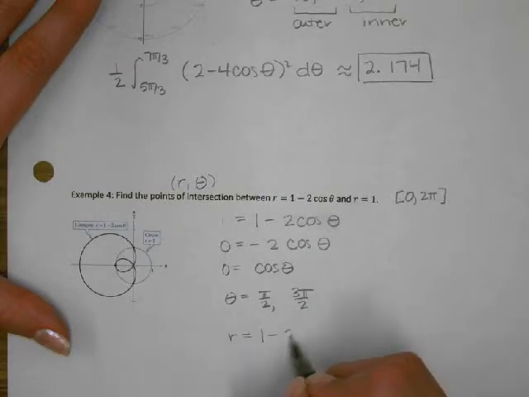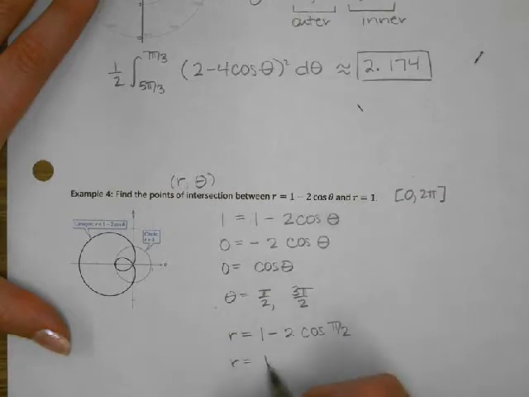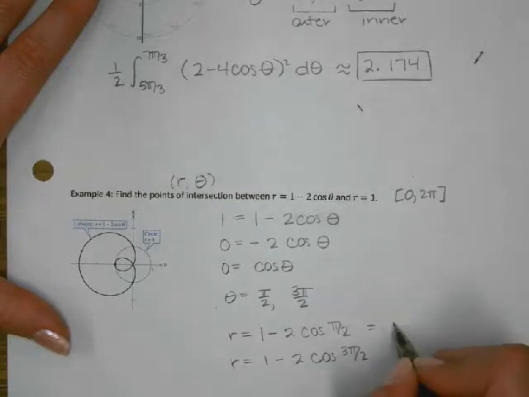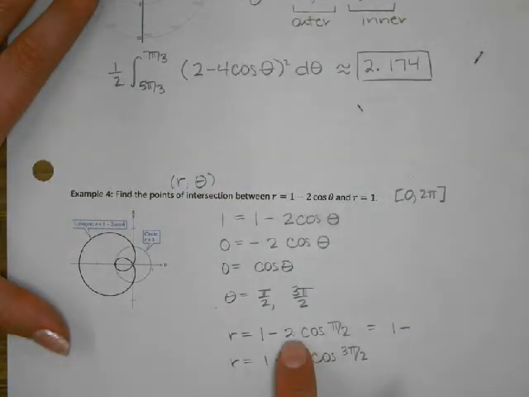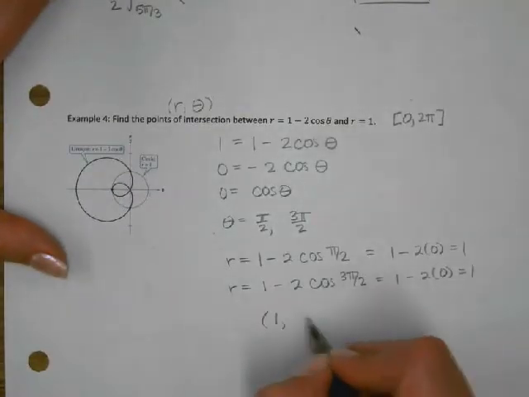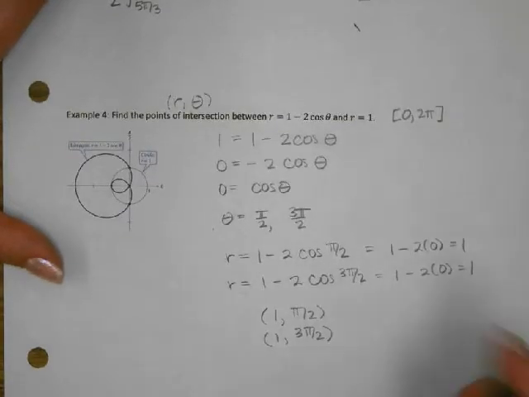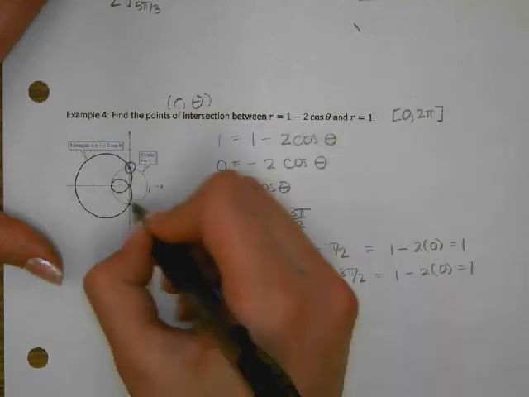So r equals 1 minus 2 cos pi halves, and r equals 1 minus 2 cos 3 pi halves. So this is 1 minus, we said cos of pi halves was 0, right? Yeah. 1 minus 2 times 0 equals 1. 1 minus 2 times 0 equals 1. And so that means that our 2 points of intersection are (1, pi halves) and (1, 3 pi halves). So you can see those two intersection points. One's right here, one's right here.